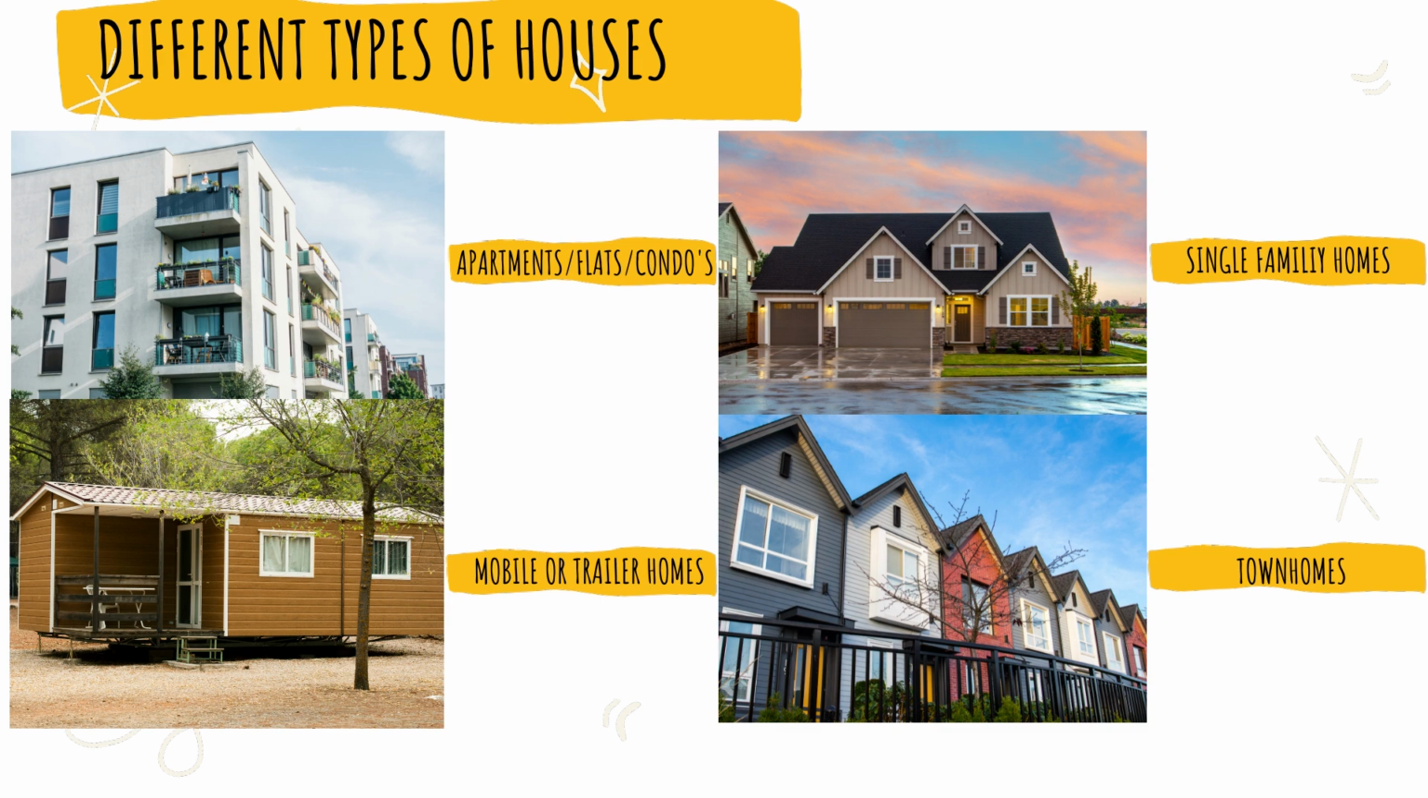There are various types of houses. Some houses are apartments or flats. Some houses are single family homes where usually just one family lives in the house and it's separate from other houses. Some are mobile or trailer homes. These are houses that actually can be lifted and moved to different locations. And some are townhouses, often called row houses, and sometimes even called condominiums.